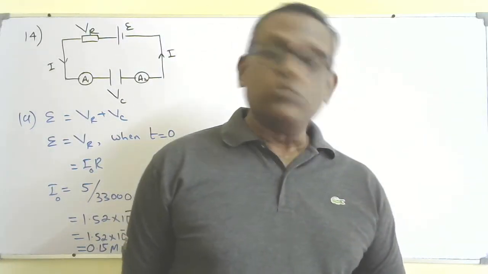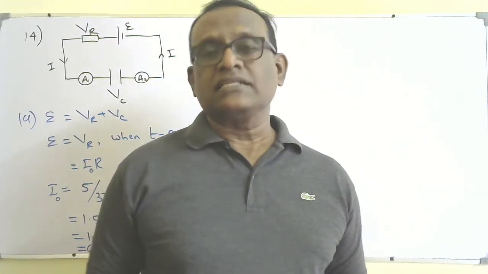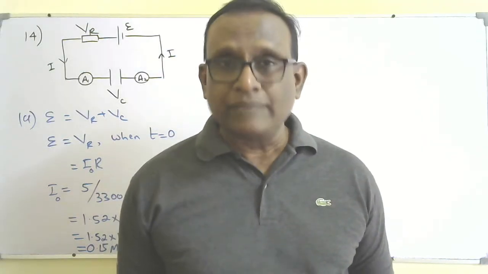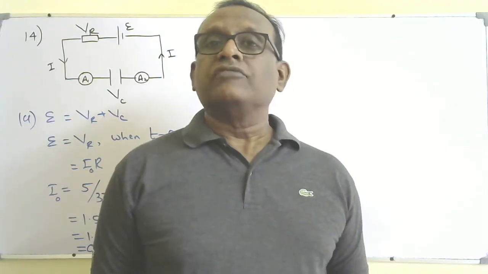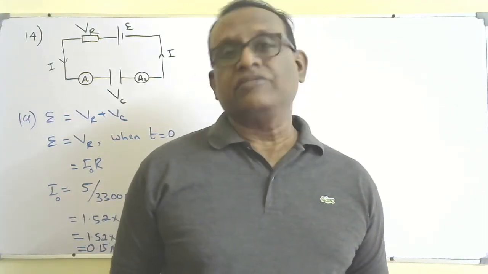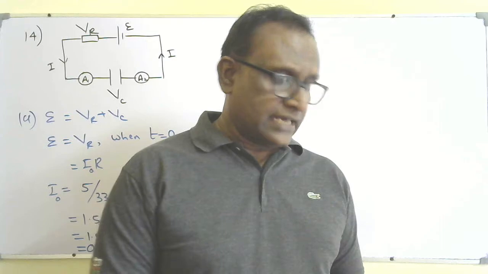So the answer, you can say both A1 and A2 are connected in series. Therefore, the current flow will be the same, the rate of flow of charge is the same. So the variation of A2 is the same as the variation of A1. I don't need to write that answer on the board.